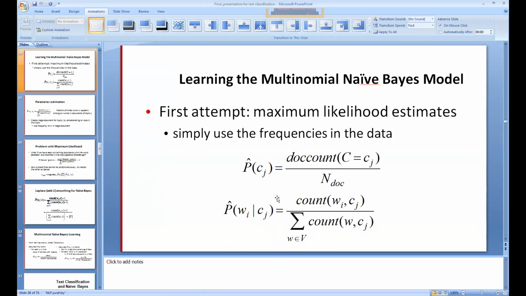So this is how we have to calculate the probability for the multinomial model. This is the probability of the class. This is the probability of a particular document given the class.